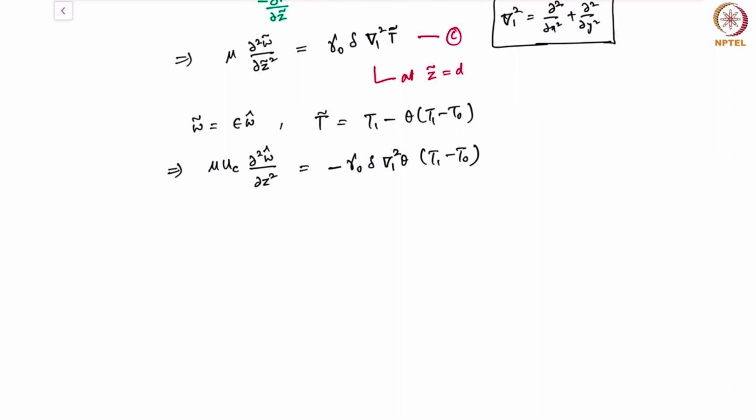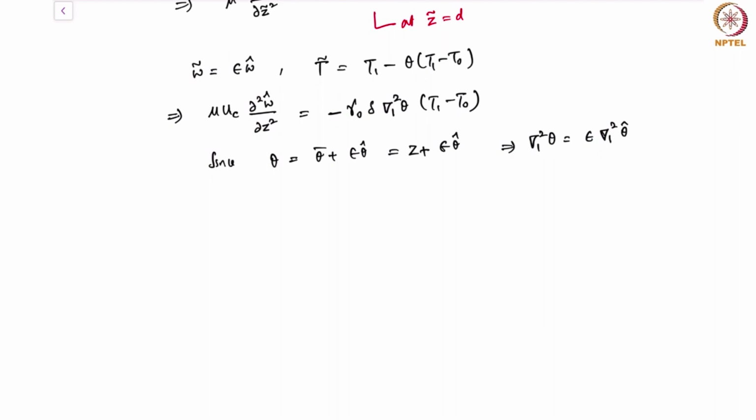Okay, this is what we have. Now this theta is a non-dimensional theta. We have the minus sign because we have T tilde. T tilde will be T1 minus theta of delta T. So that minus sign therefore comes in. And we can use the expression for theta. Theta will be theta bar plus epsilon theta hat. We therefore have this is z plus epsilon theta hat, and therefore del 1 square of theta is simply epsilon del 1 square of theta hat.